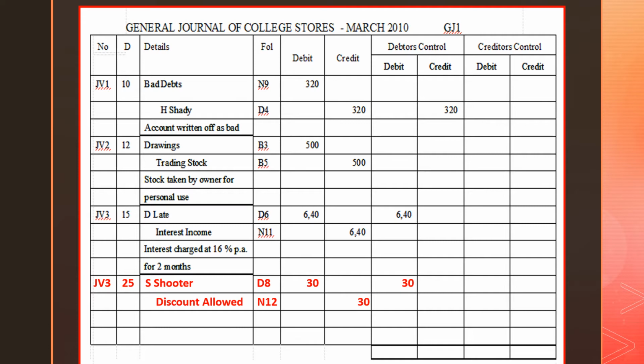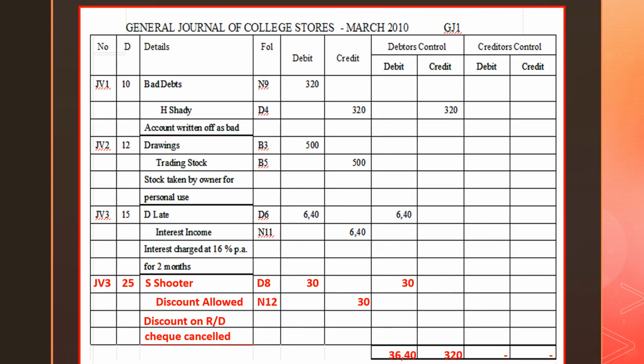We debit S. Shooter, which is the debtor, by 30 Rand, thereby increasing his account in the debtor's ledger, and then we will debit the debtor's control to increase our account in the general ledger. Discounts allowed is credited, and we then write our narration, and not forgetting, we underline the narration. Also not forgetting that the account that we're crediting must always be indented on the second line.